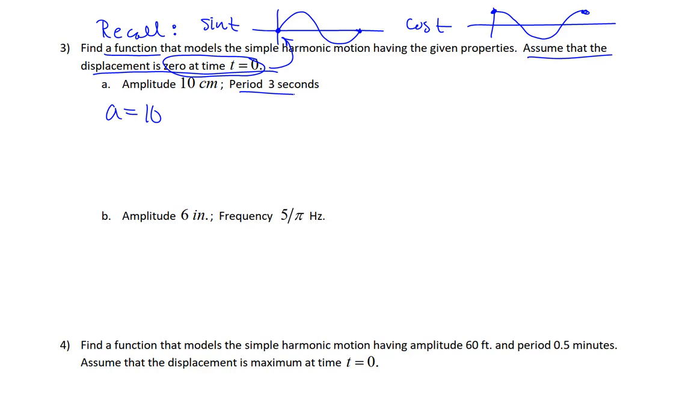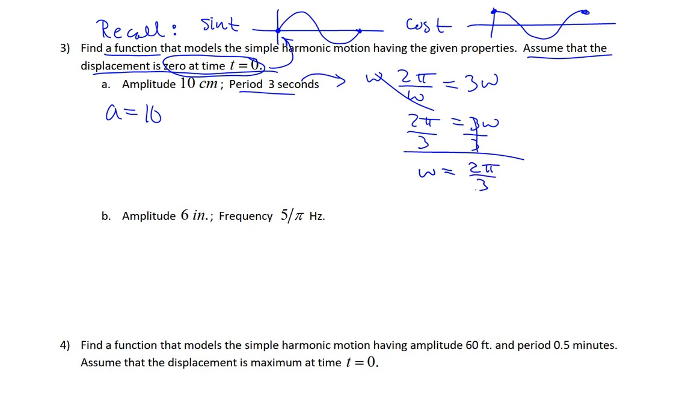Now, if the period is 3 seconds, let's recall from above that we have a formula for period. The period is equal to 2 pi over omega, and we're using sine here, so that's fine. If the period is 3 seconds, then 2 pi over omega equals 3. The whole point here is to find what omega is. We can solve for omega with some algebra. If you multiply both sides by omega, the omegas cancel and you get 2 pi equals 3 omega. We're trying to find out what omega is, right? If you divide by 3 on both sides, those 3's cancel, and we're left with omega equals 2 pi over 3.